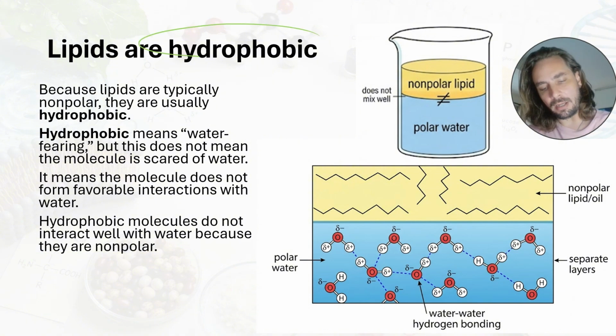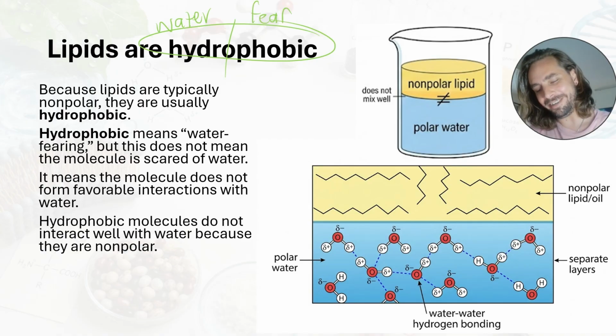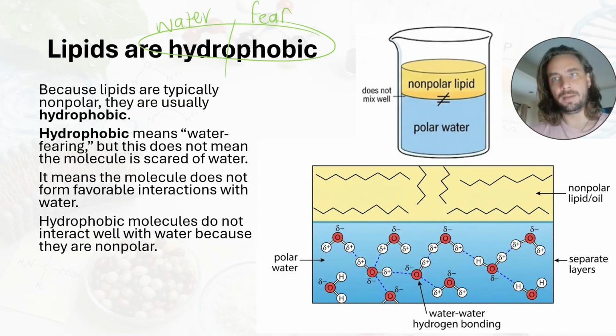Now, lipids are hydrophobic. Hydro means water, and phobic means fear. So it's like a fear of water, meaning it basically does not interact with water. Because the molecules have no polar regions, hydrogen bonds cannot form, meaning it will not be able to interact with water.